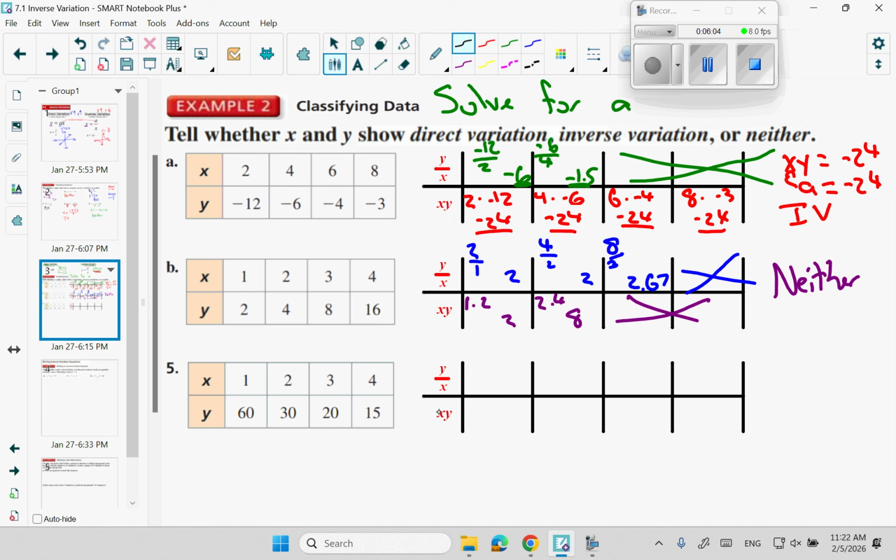Over here, y divided by x. So I'm going to get 60 divided by 1, which is 60. 30 divided by 2, which is 15. So not the same thing, so not going to work out.